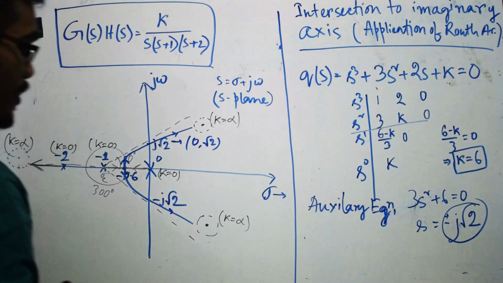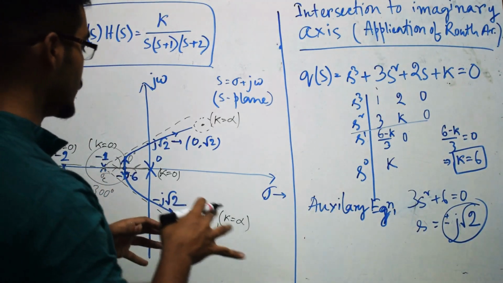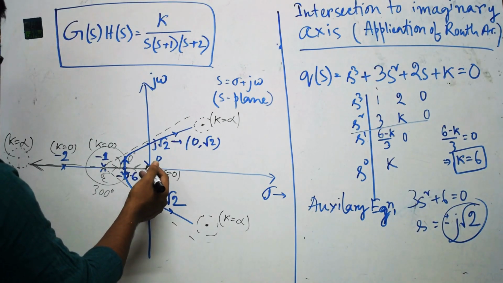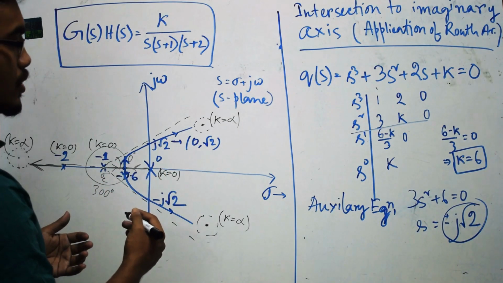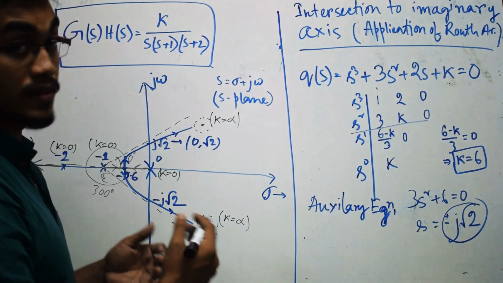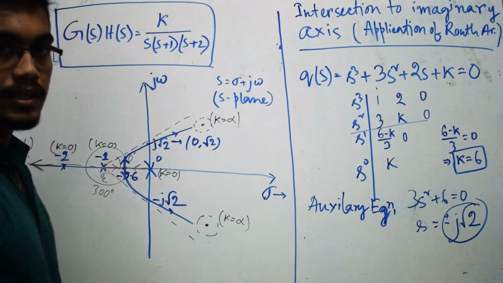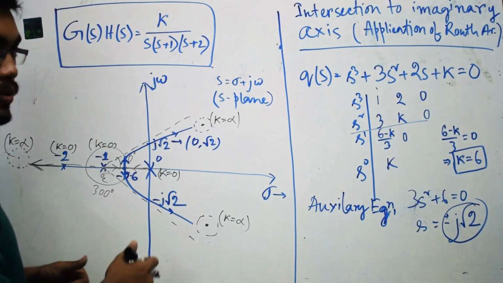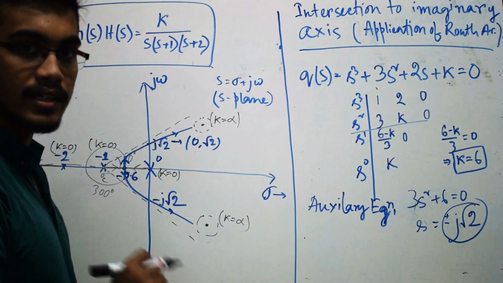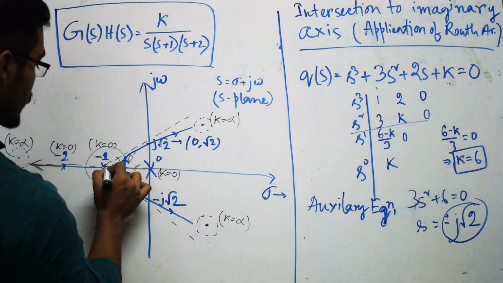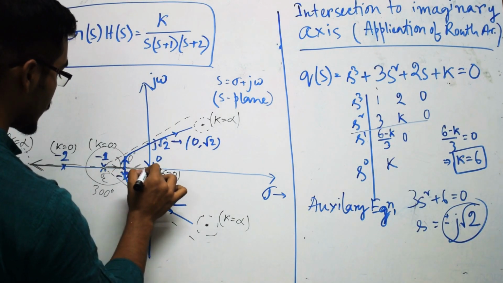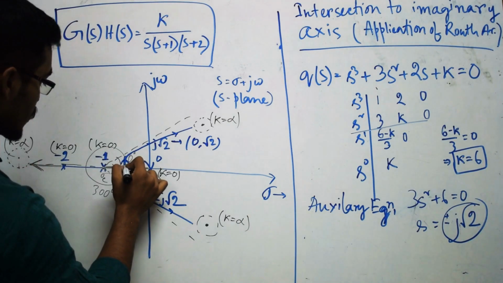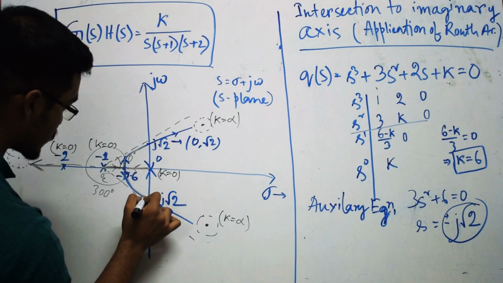Now another point I want to discuss is the system's stability. You know that if the poles are on the left side of the s plane, the system will be stable. If on the right side, the system will be unstable, and if on the imaginary axis, the system will be marginally stable. Here we see a root locus here, and a root locus here.